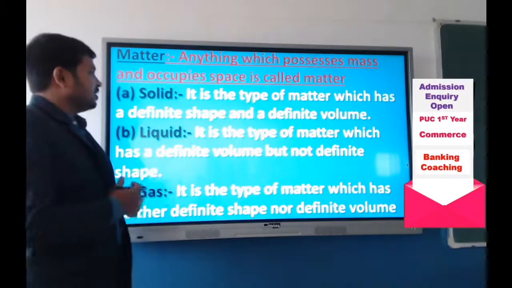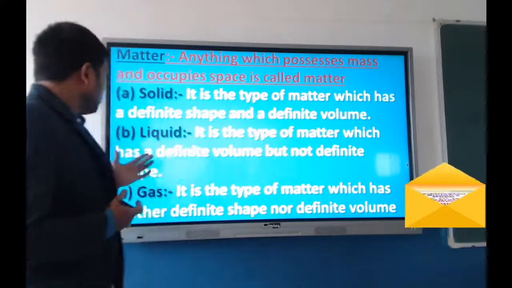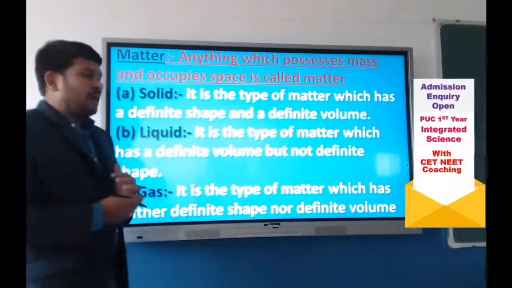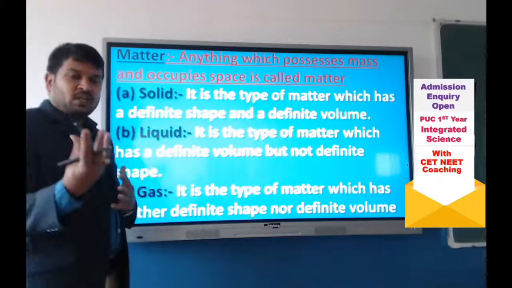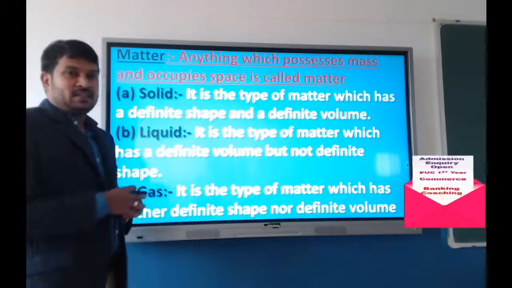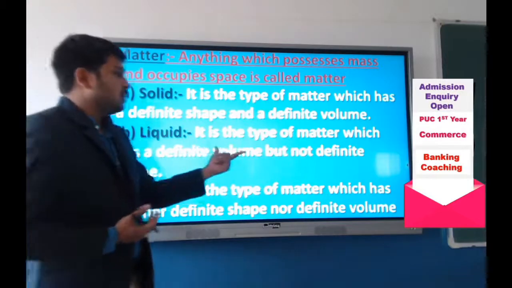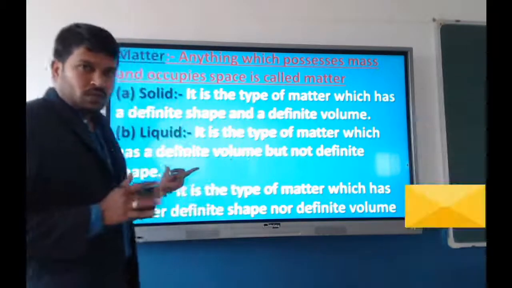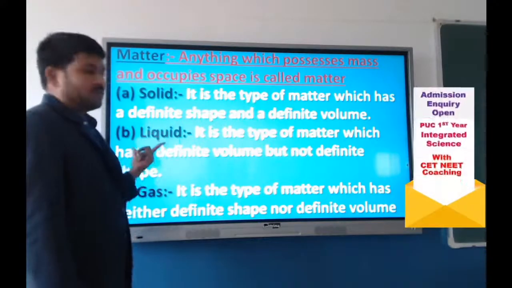Then what about the liquid, students? The liquid is the type of matter which has definite volume but not definite shape. When we put a liquid in a different container, it occupies that shape. So that's why it doesn't have a definite shape, but it has volume. That's why it is called a liquid.